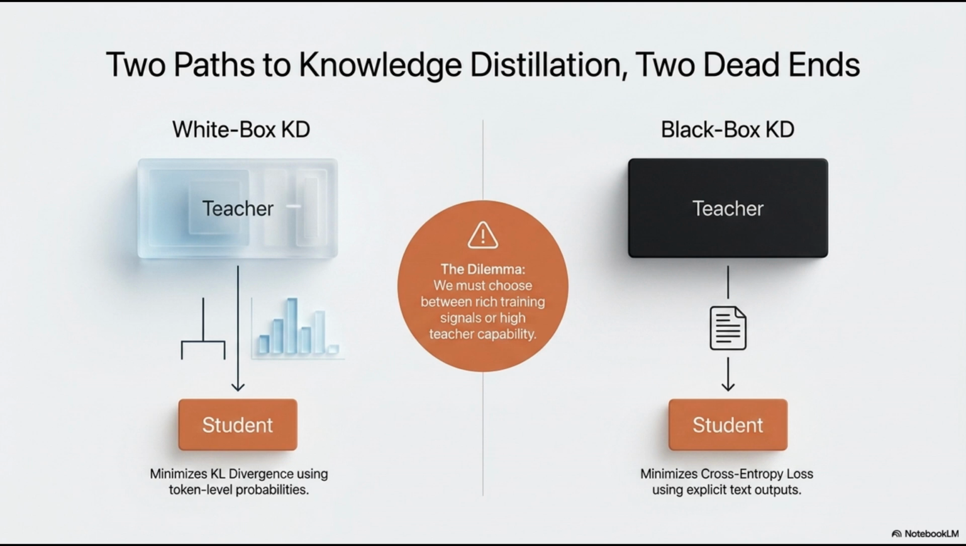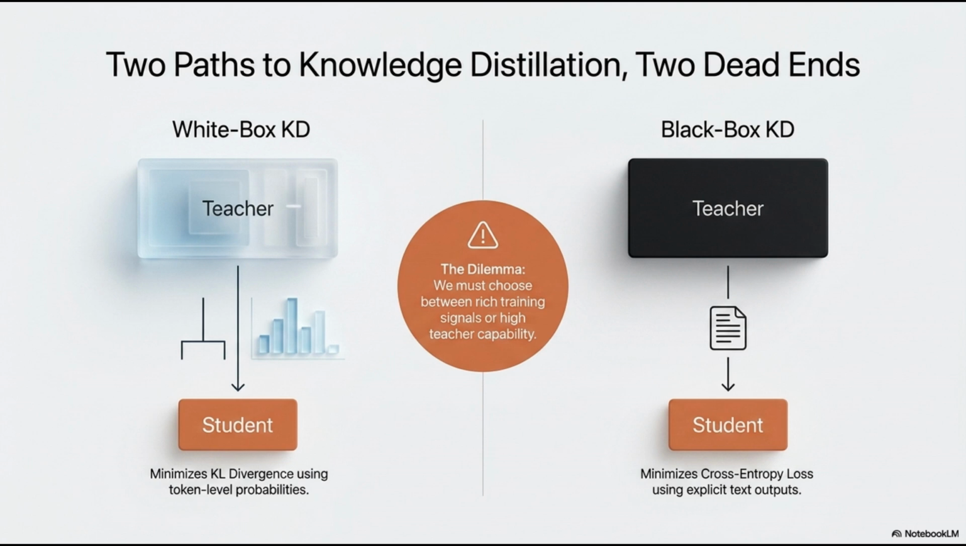So to appreciate how this Proxy-KD method breaks that vault wide open, we first have to ground ourselves in the mechanics of how AI models normally learn from each other. Right. Set the stage for us. So the core concept here is called knowledge distillation, or KD. And the goal is to train a small, highly efficient student AI by having it learn from a much larger, smarter teacher AI. Makes sense.